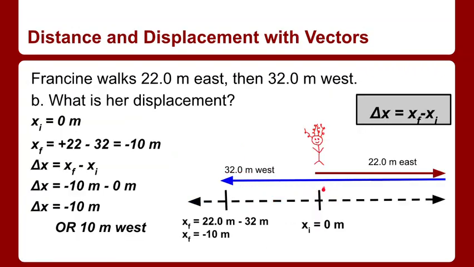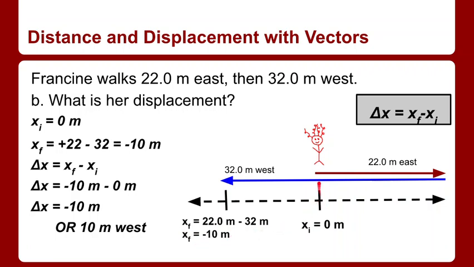Okay, so we're going to set up our coordinate system with her position starting at 0. X initial is 0 meters. She goes to the east, then she goes to the west, and she ends up at her final position. To figure out her final position, we're going to add the vectors. So 22 meters is a positive vector, and it's going to be 22 meters positive minus 32 meters because the west direction is a negative vector. So her final position is 22 minus 32, which gives us a final position of negative 10 meters.